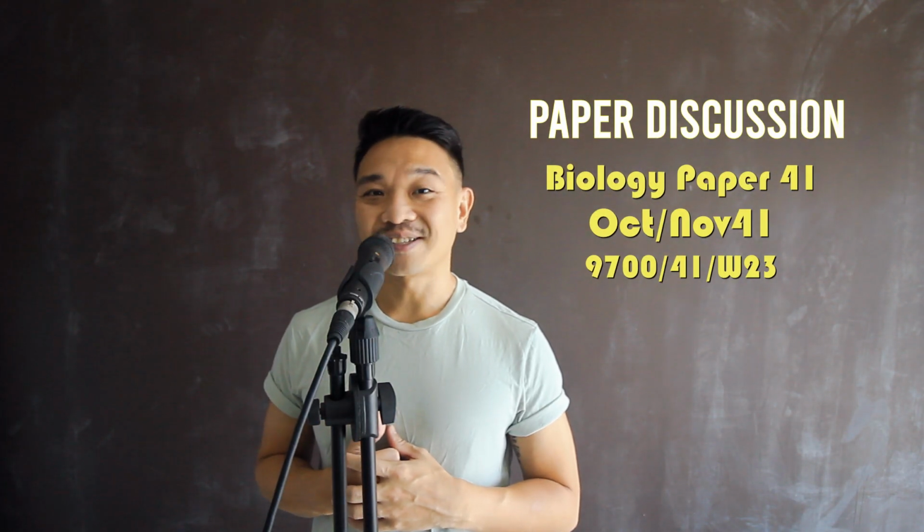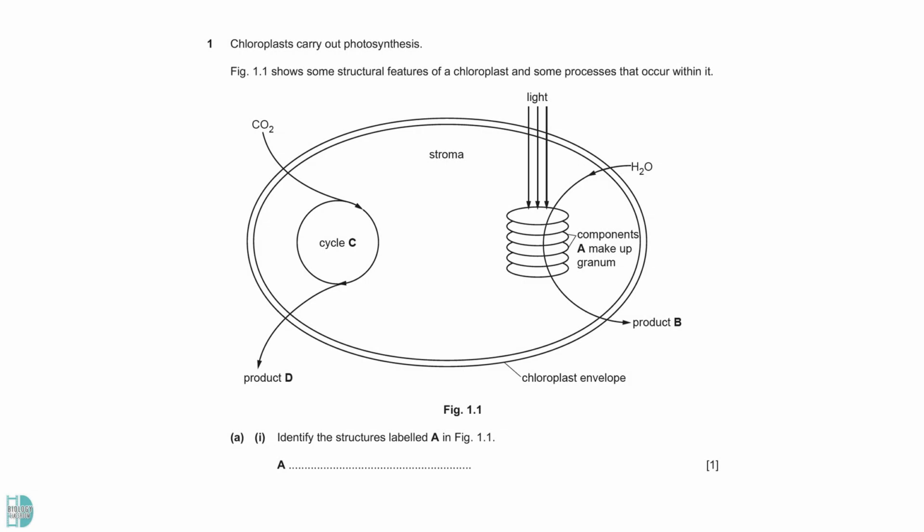This is a paper discussion video, so get ready with this paper and let's go through the questions and answers together. In question 1, we have a diagram showing a chloroplast and some processes that occur in it. A are the membrane-bound compartments in chloroplast that make up the granum. They are called the thylakoid membrane.